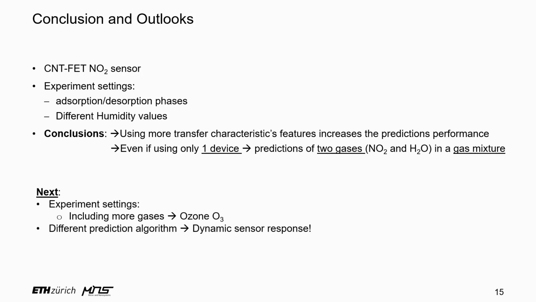In the next steps, we plan to also do ozone measurements, because we know that ozone is generated in an environment with nitrogen dioxide and UV light. And also, we are currently working on a different type of algorithm which also takes care of the dynamic response of the sensor. In such a way, we could predict nitrogen dioxide at each time instant, or at least at regular time intervals.